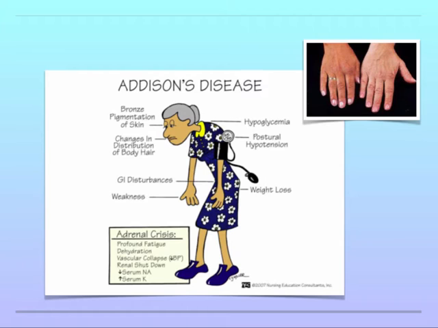They have hypoglycemia, they can have postural hypotension, weight loss. So a lot of these are the opposite of what you would see with Cushing's. They can have issues with the renal system. They'll have a low sodium, or they can have a high potassium level.